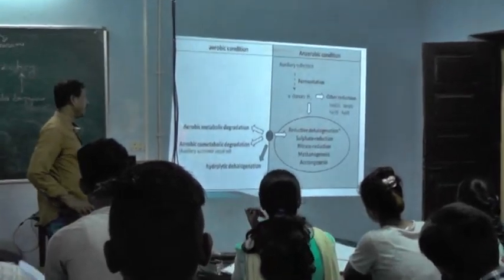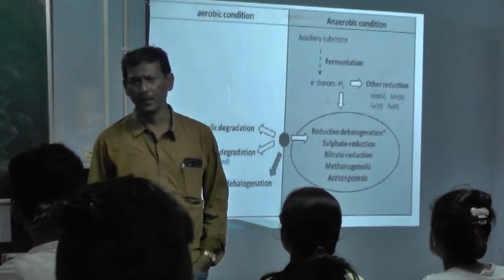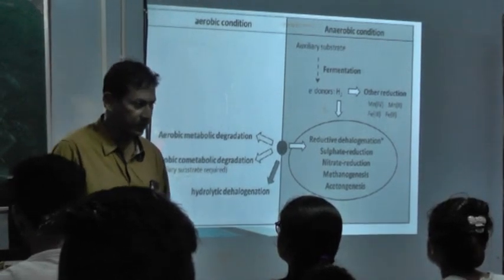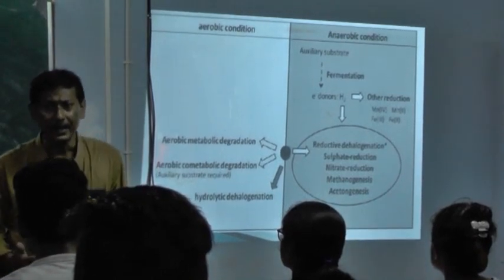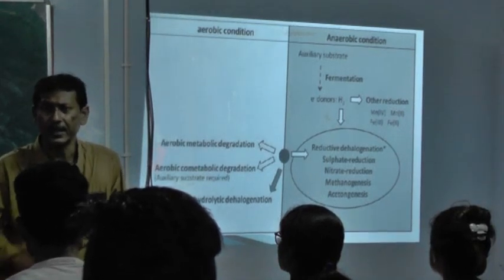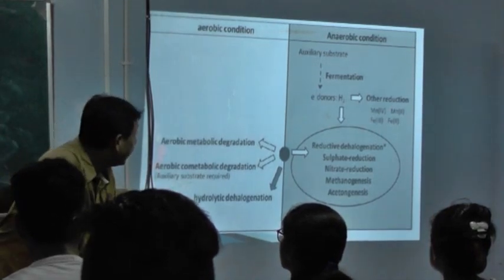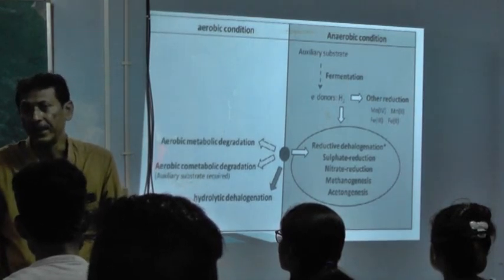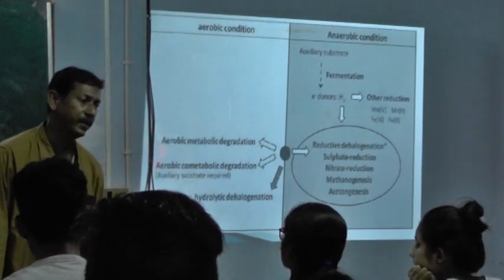In this slide, we see there is some difference between aerobic and anaerobic. In an anaerobic situation, you need to add some terminal electron acceptor, but in an aerobic situation, you do not need any terminal electron acceptor. In both cases we require carbon, and during the anaerobic condition, we have to use either iron 3, nitrate, sulfate, or CO2 as a terminal electron acceptor.